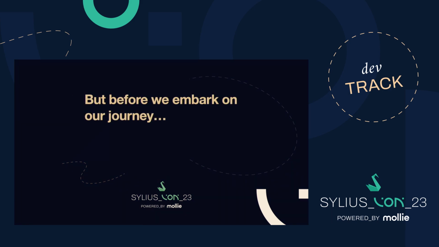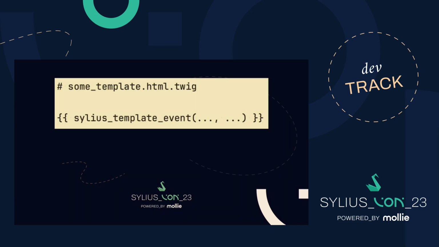But before we embark on our journey, we need to do a quick intro to Sylius template events to make sure we are all on the same level. So Sylius template events is a pretty easy concept packed into Sylius UI bundle, and it's a simple Sylius template event Twig function which takes up to 2 parameters.